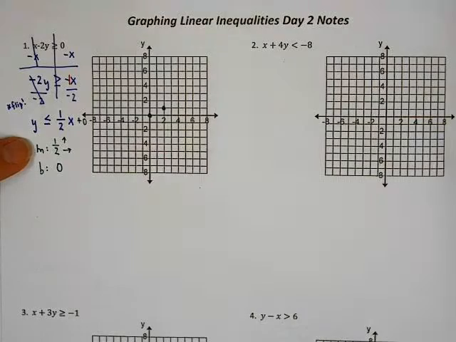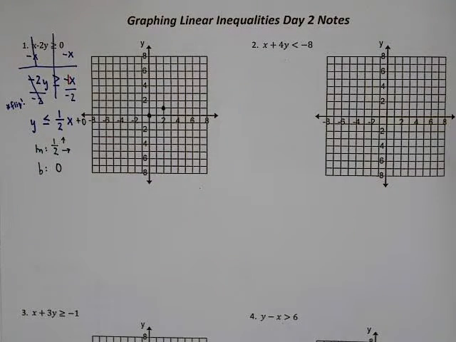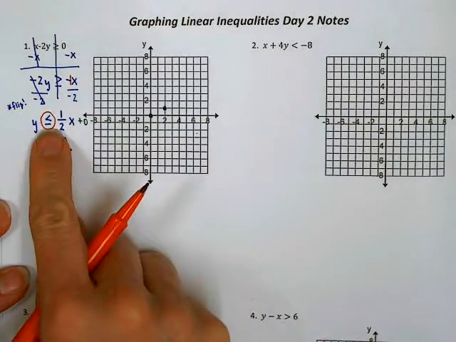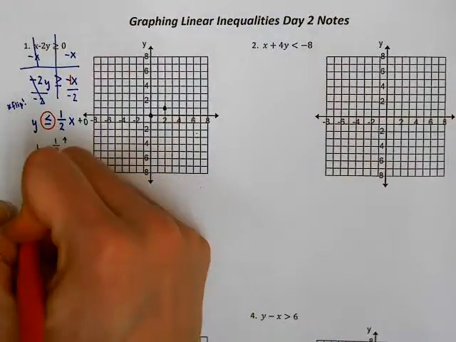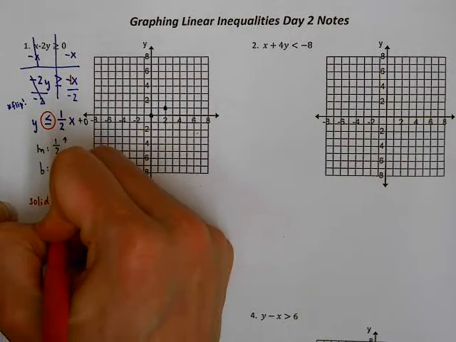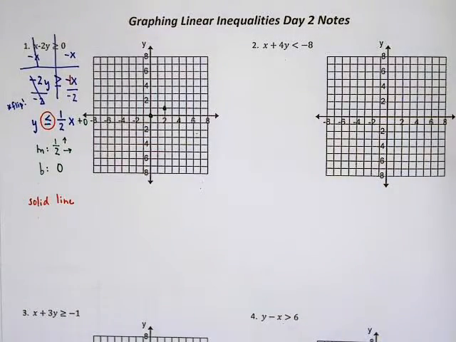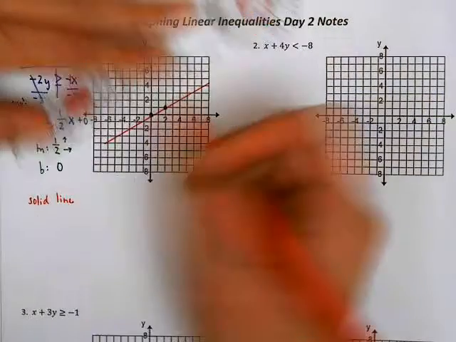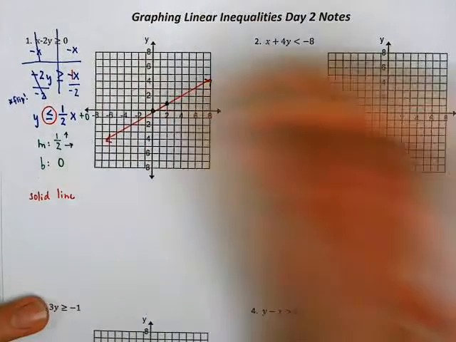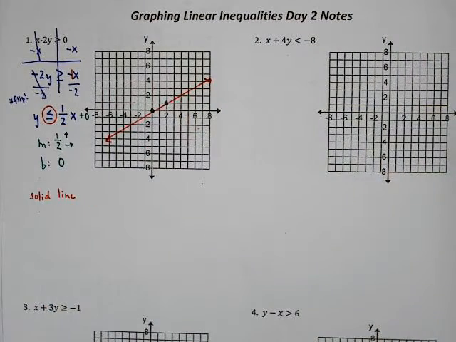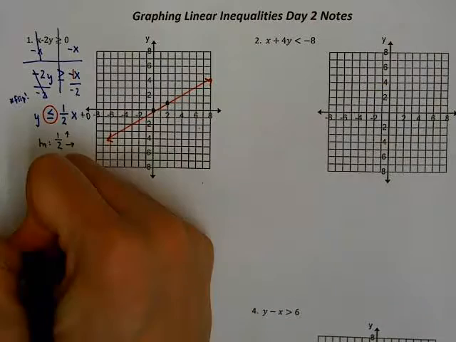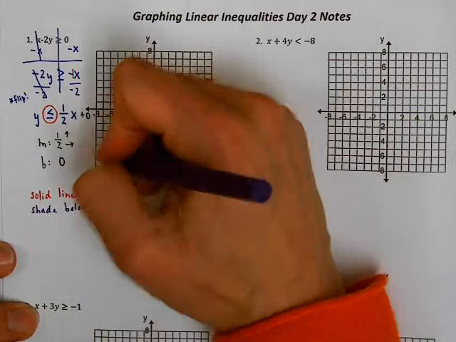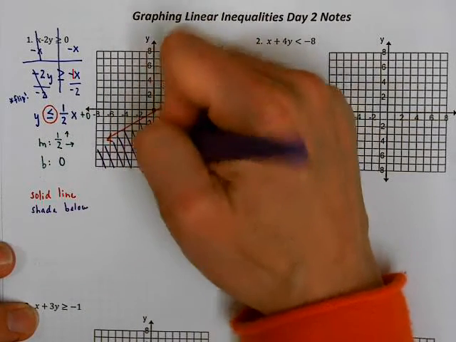So now I've got to decide about dashed and dotted lines and where to shade. So if I look at my inequality symbol, I have a less than or equal to. So that tells me I need a solid line. So when I connect these 2 points, I'm going to use a solid line like that. And now I need to decide where to shade. Since this is less than or equal to, that means I'm going to shade below the line. So everything underneath this line is going to get shaded in.